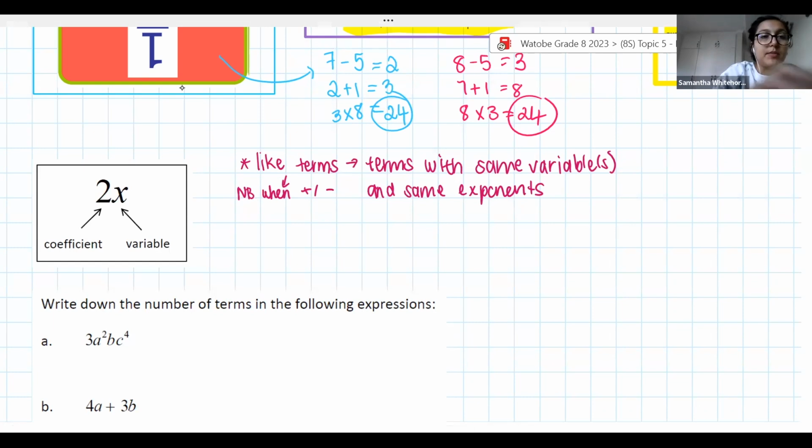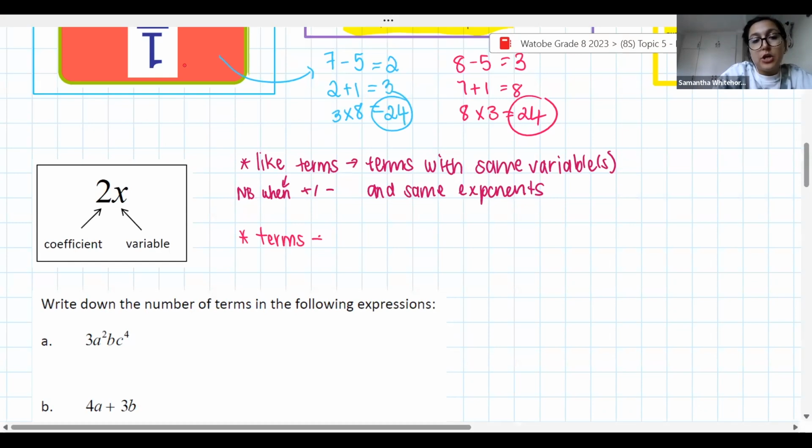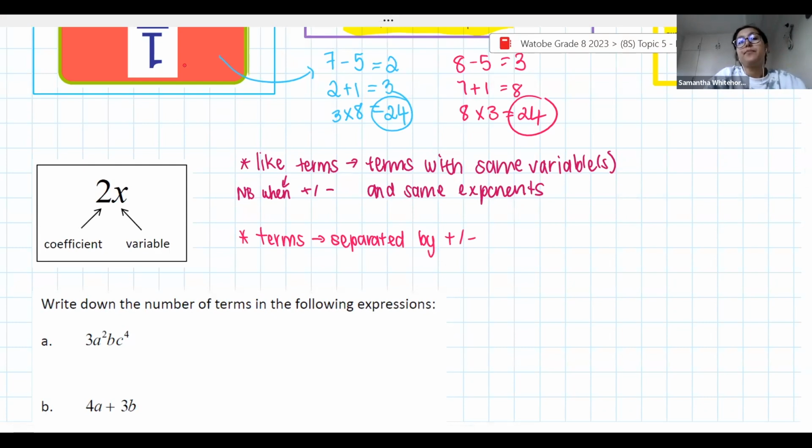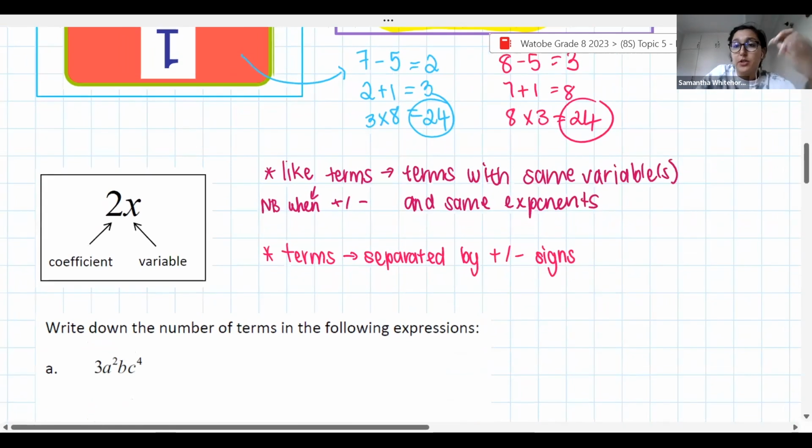Another thing that we've spoken about is what terms are and how we identify them. So remember, terms are separated by plus or minus signs in our expression. And so we need to be able to identify our terms in our expression so that we know exactly what terms we are working with and whether or not those terms need to be simplified. Now, when I say whether or not these terms need to be simplified, I'm talking about these operations that we're going to chat about today, which is multiplication and division.